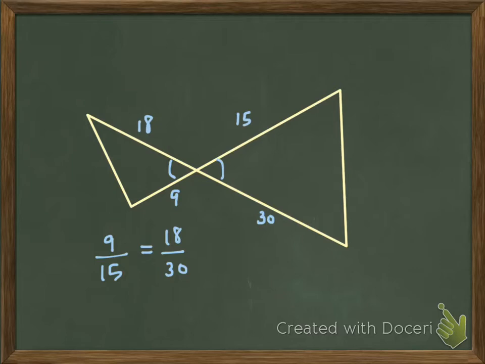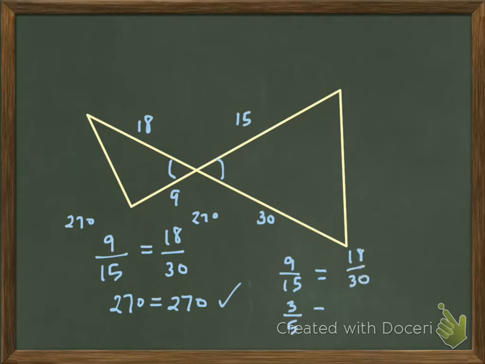Again, if I multiply 15 times 18, I get 270. If I multiply 30 times 9, I get 270. Since 270 equals 270, those sides are proportional. Because I have my included angles being congruent, those two triangles are now similar. Again, I could have done this by reducing by 3. So 9 over 15 reduces by 3 to be 3 over 5. 18 over 30, if I reduce this by 6, 18 divided by 6 is 3, and 30 divided by 6 is 5. Since those reduce to the same ratio, the triangles are similar. And that's pretty much all you get with side-angle-side. Not a whole lot to that one.